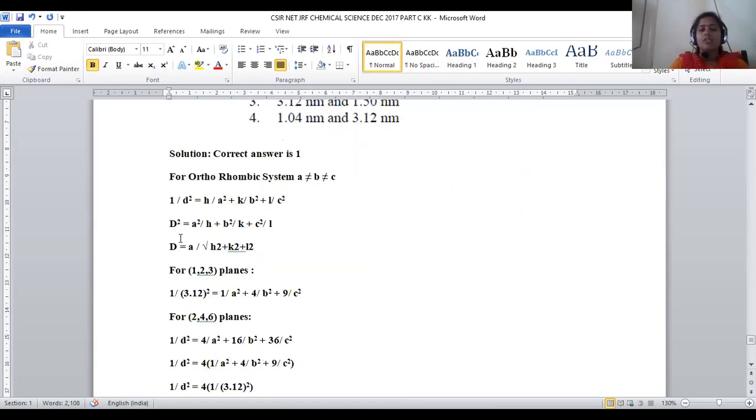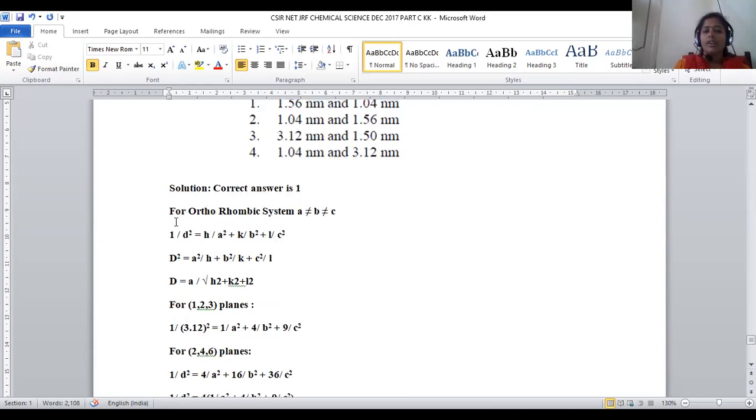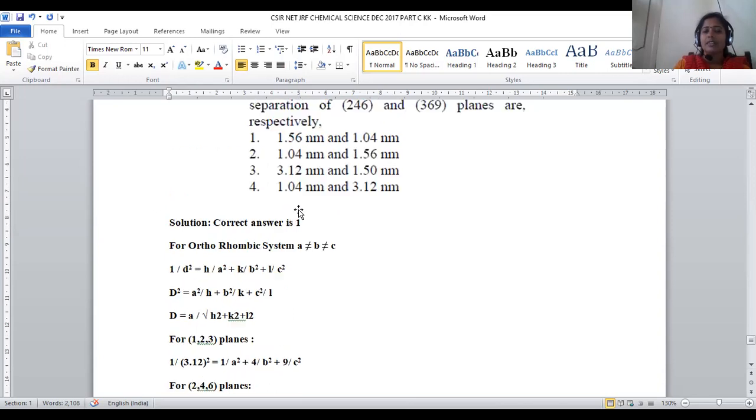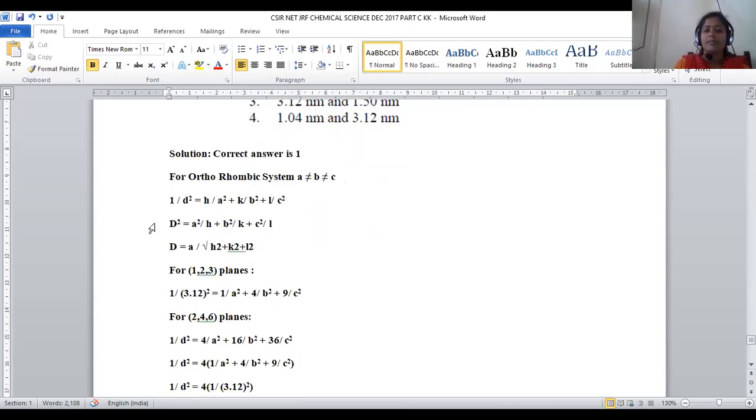For that purpose, first the orthorhombic condition is that all three are not exactly equal: a is not equal to b is not equal to c. The distances between a, b and between b, c are also not equal. In this manner, the orthorhombic structure is defined. So here, for the orthorhombic structure, in the formula d stands for distance. The distance only needs to be predicted, right?